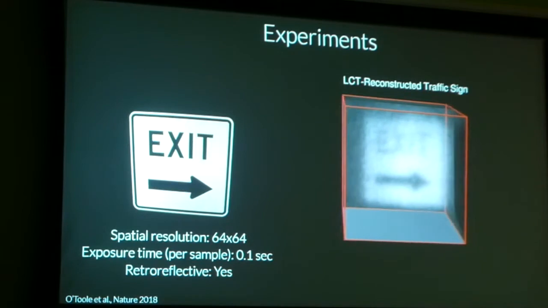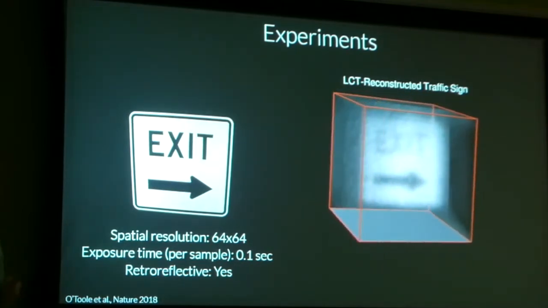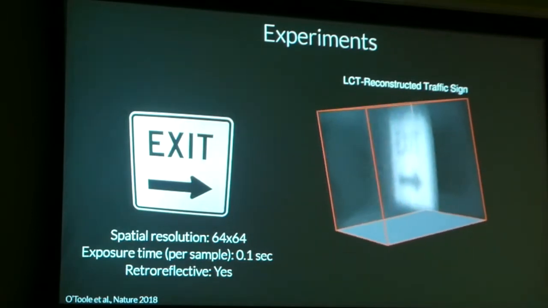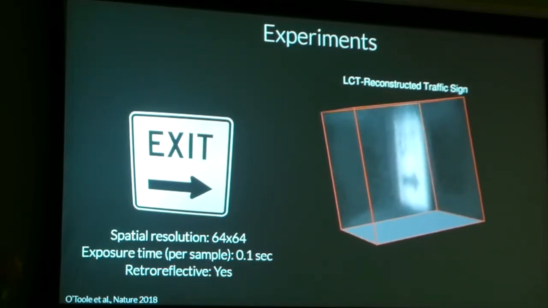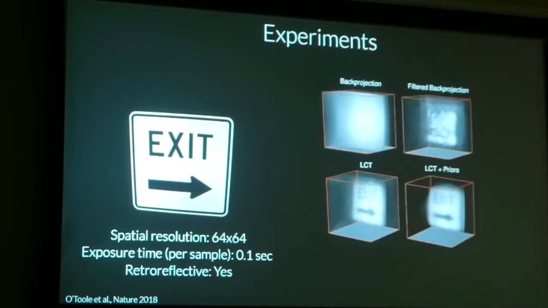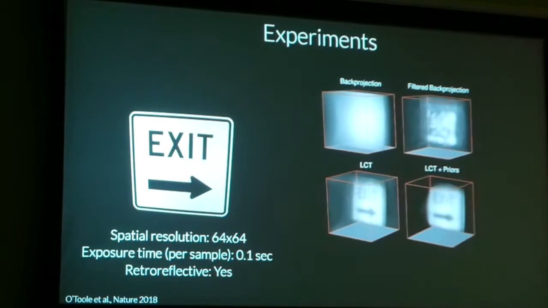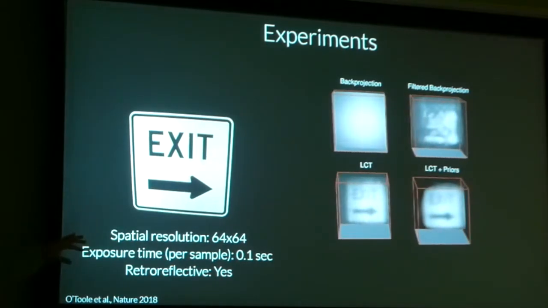Here we did this as well with the exit sign. You can actually even read the lettering, see the arrow on the sign, again from around the corner, not directly viewing this. And compared to the other techniques, we can actually do much better, qualitatively at least. We can also extend our model to account for things like sensor noise, incorporate additional priors on the reconstruction, and improve the reconstruction quality still.